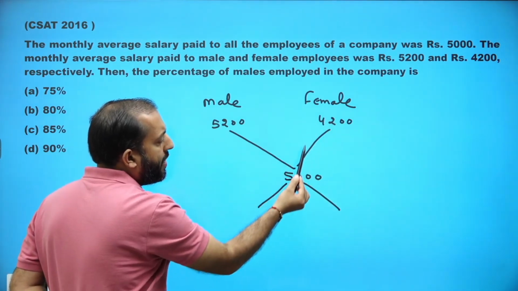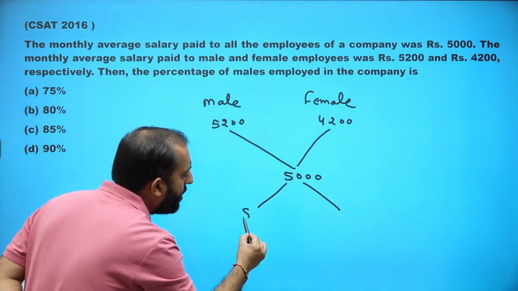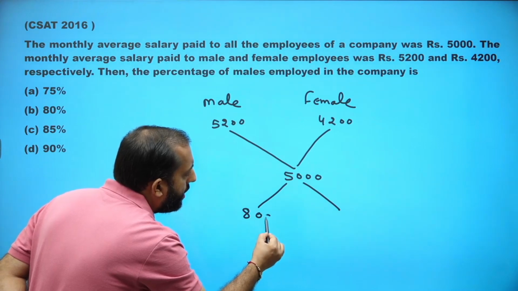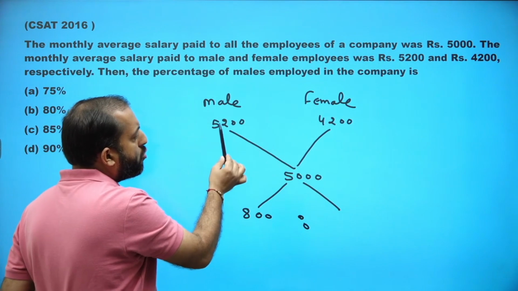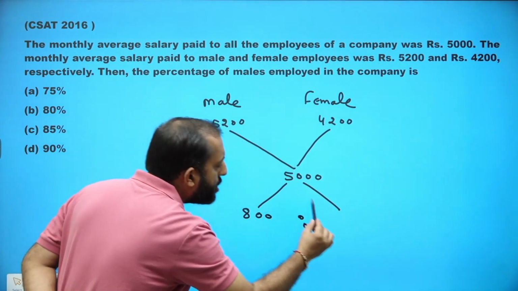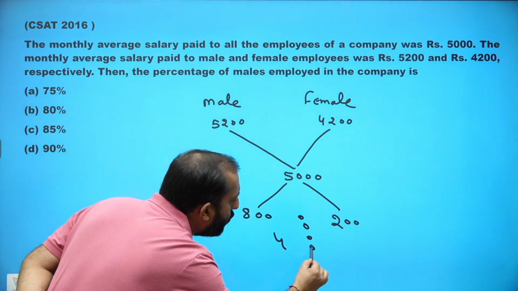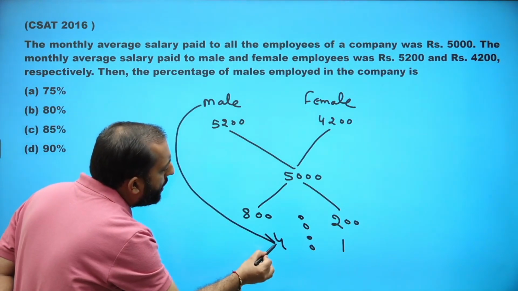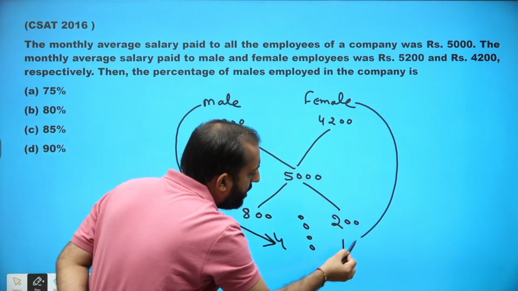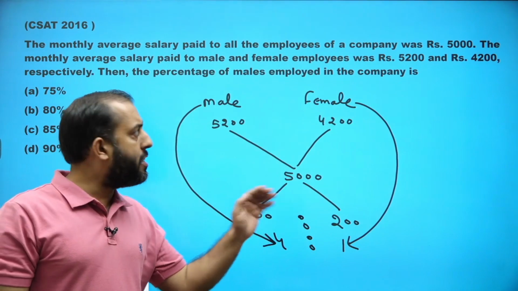4,200 is the smaller value, 5,000 is the bigger value. So 5,000 minus 4,200 is 800. 5,200 is a bigger value, so 5,200 minus 5,000 is 200. This ratio comes out to be equal to 4:1. So in that company, for every 4 males, 1 female is present.